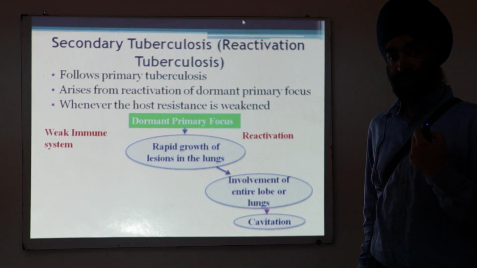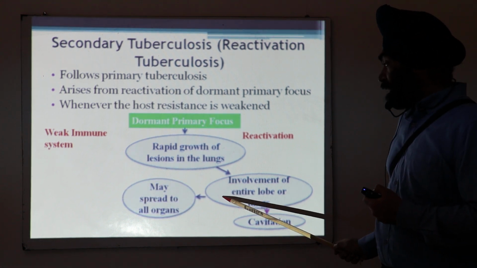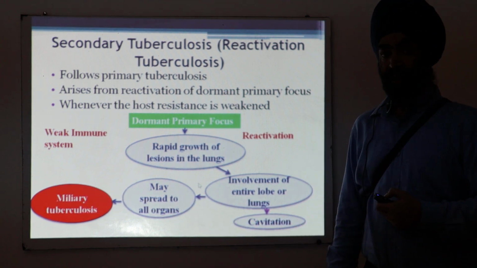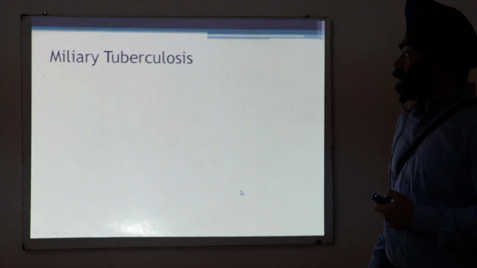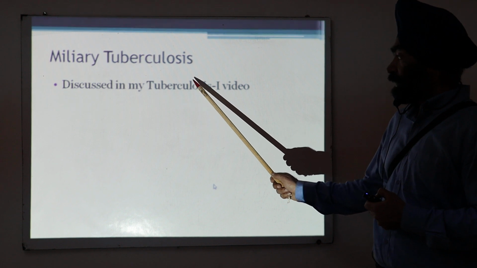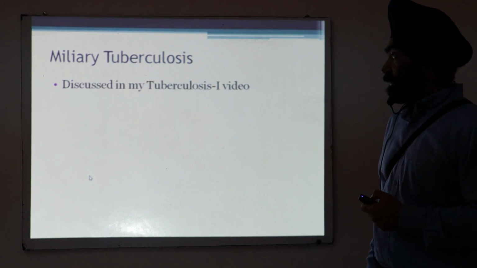The tissue is replaced by the cavities, the tissue is destroyed, and then it may spread to different organs, which may be in the form of Miliary tuberculosis. So this is the pattern of secondary tuberculosis. Now, about Miliary tuberculosis, I will not discuss it at this point because I discussed it in detail in the tuberculosis 1 video.